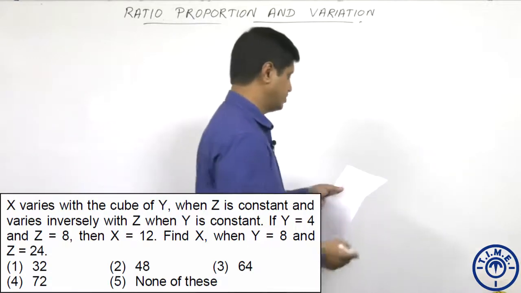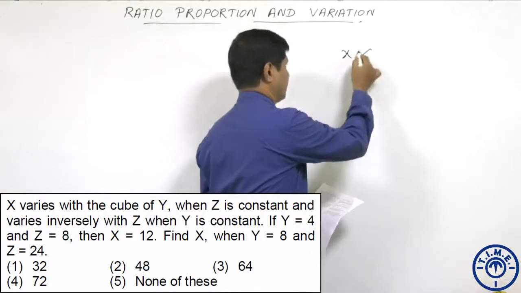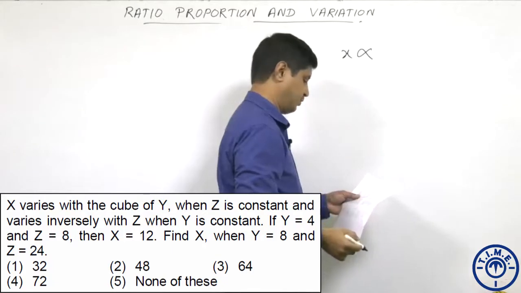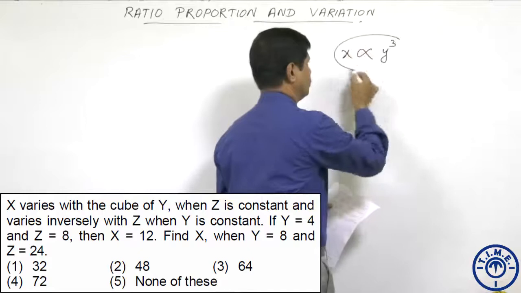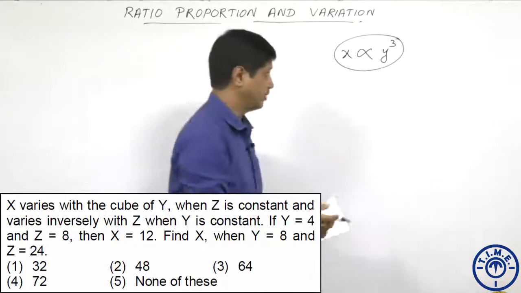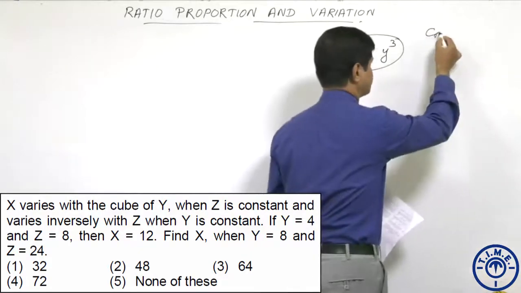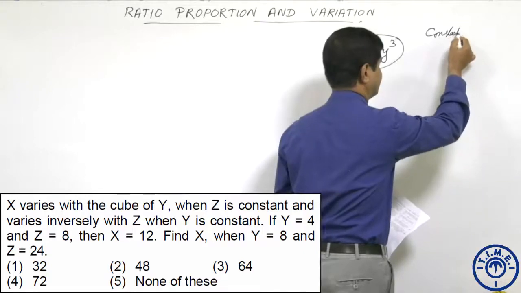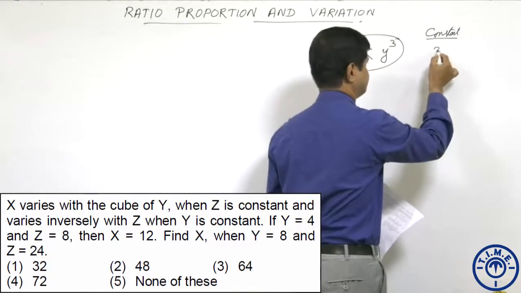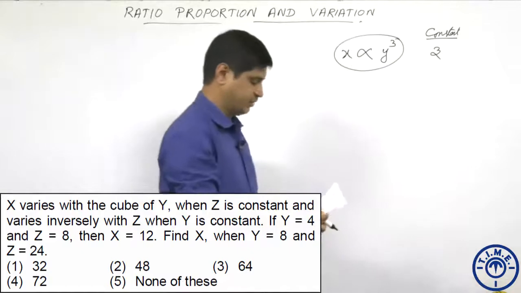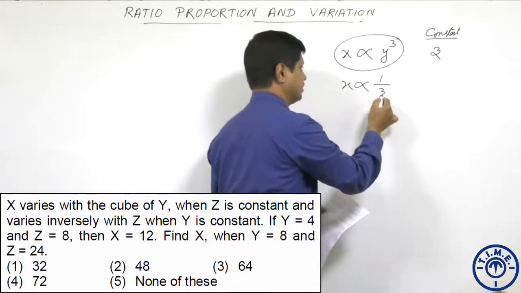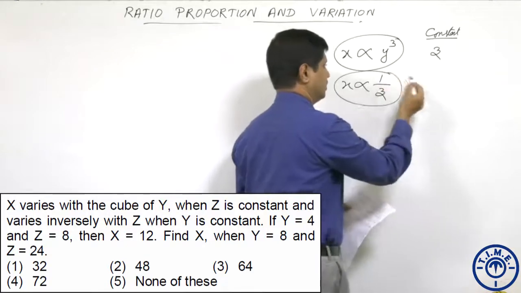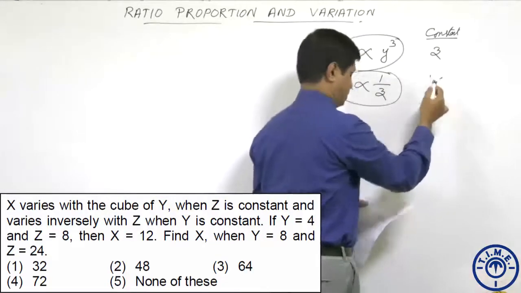Now what are the variations here? X varies directly with the cube of y, means x proportional to y cube. What is the constant here? The constant is z. Z is a constant. What is the second variation? X varies inversely with z. What does it mean? Now y is the constant here.